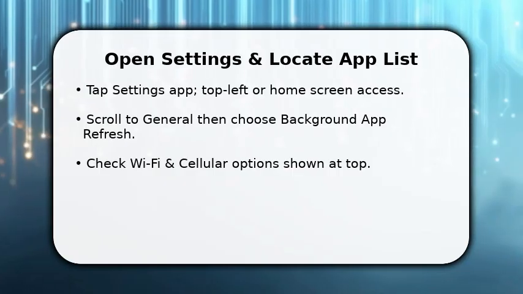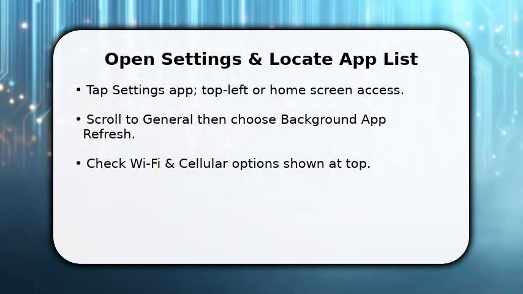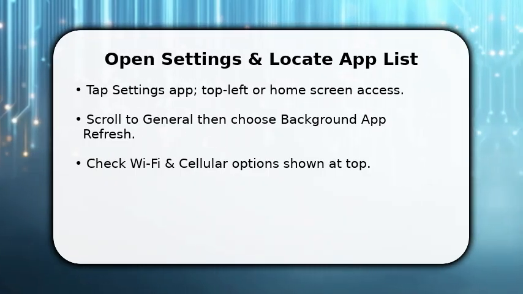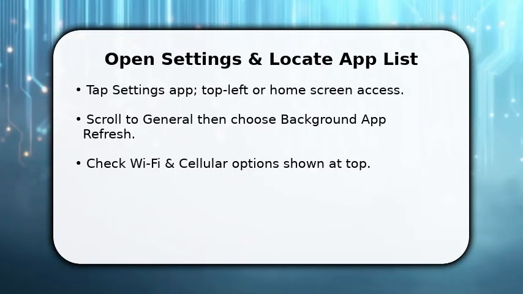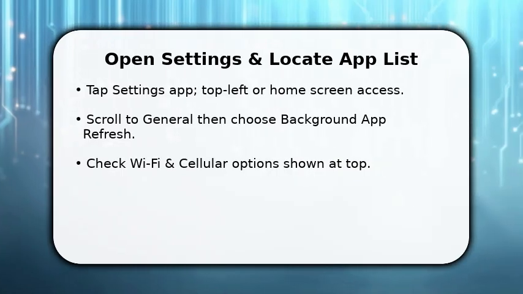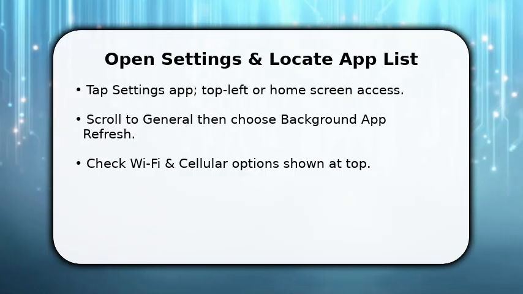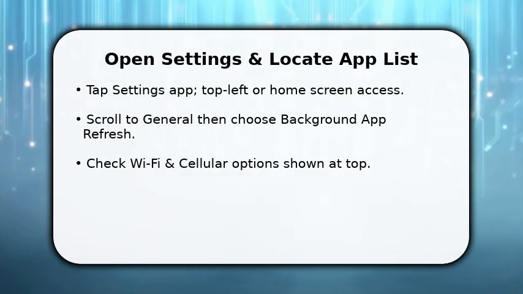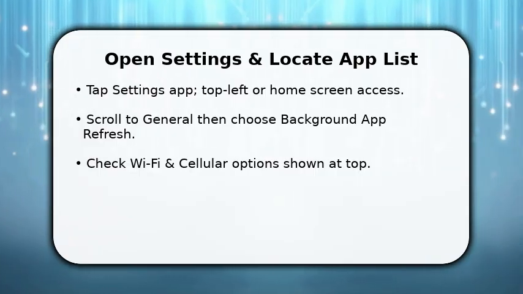You're starting in Settings to stop background refresh quickly. Tap Settings, then scroll to General and open Background App Refresh. You'll see a global toggle and a list of apps. Use the Wi-Fi or Wi-Fi and cellular option to set scope. Once done, scan the app list to identify high battery or data-heavy apps you want to control. This step narrows your options so you don't accidentally disable necessary updates for critical apps.